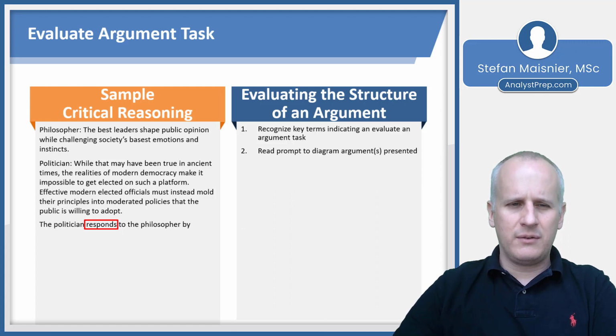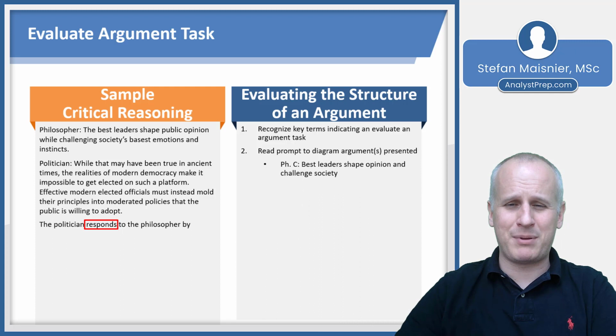So at the beginning, we have the philosopher who states the best leaders shape public opinion while challenging society's basest emotions and instincts. So there's not really an argument here, but there is a conclusion, and that's a subjective opinion. We don't necessarily believe the position of the philosopher, but the philosopher provides no premises either. So we just write something like PH as shorthand for philosopher, C: best leaders shape opinion and challenge society. That's the conclusion of the philosopher with no surrounding context, which clearly has to come from the politician in some fashion.